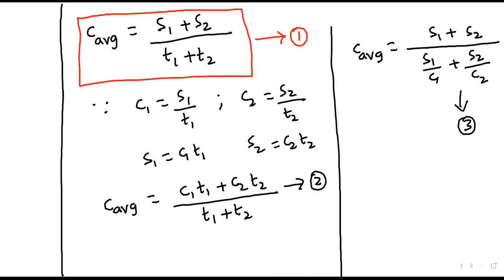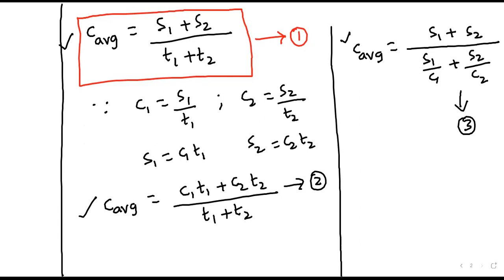Suppose if they give distance and time, I'll use this formula. If they give speed and time, I'll use this formula. If they give distance and speed, I'll use this formula. So it depends upon the input, what they have asked or what they gave. I'll use the formula accordingly.